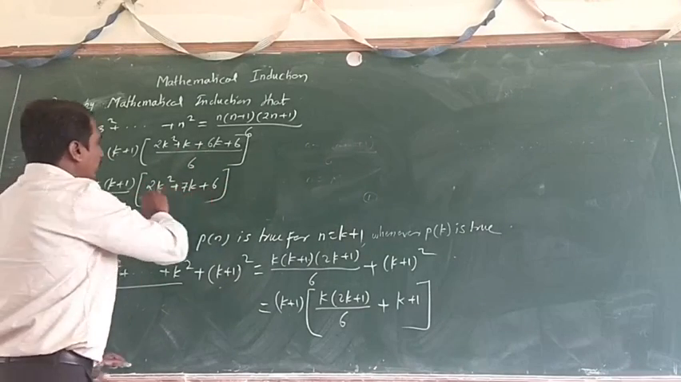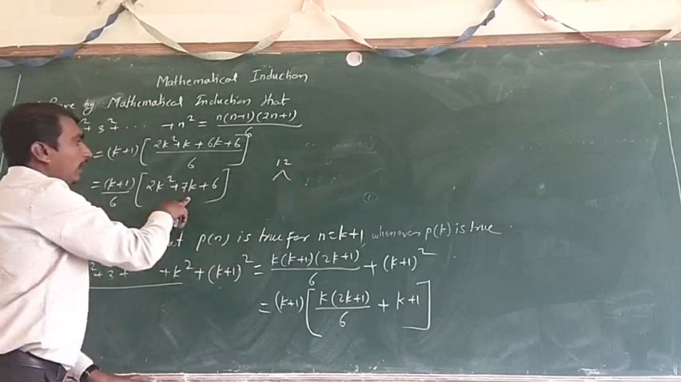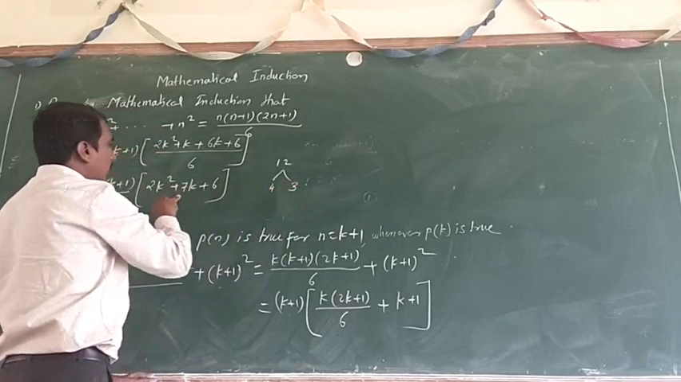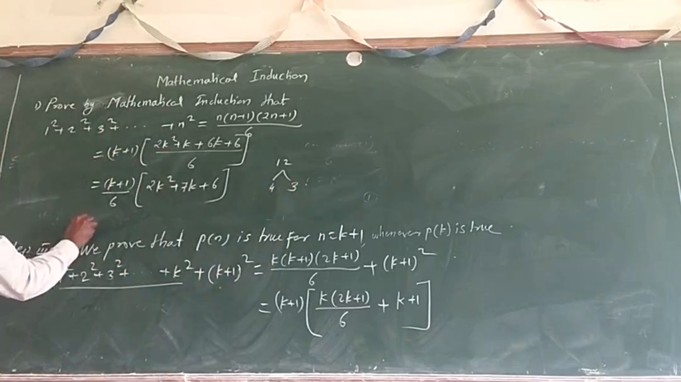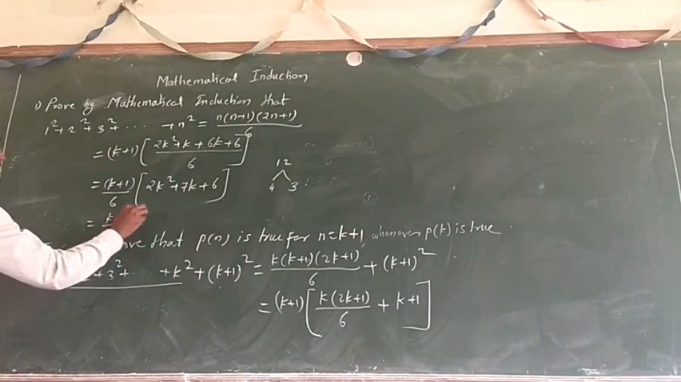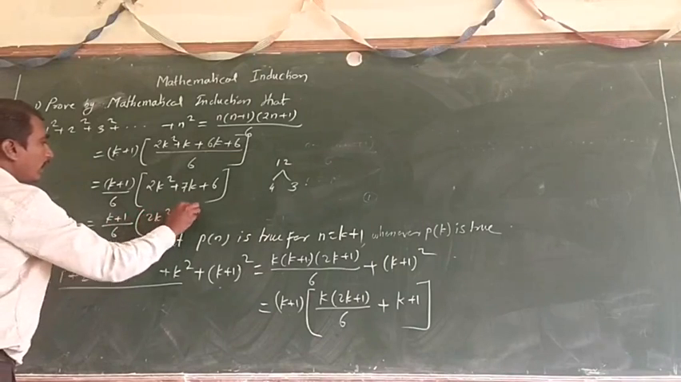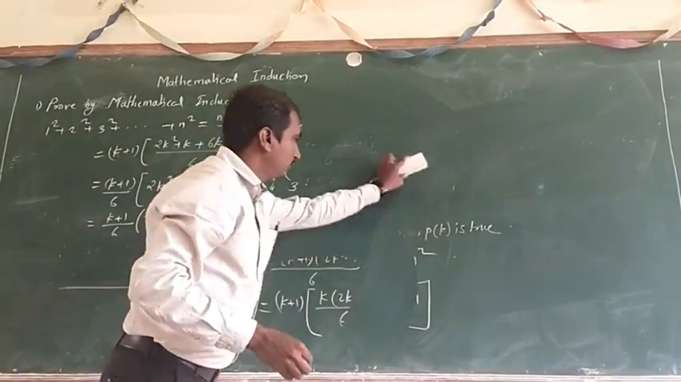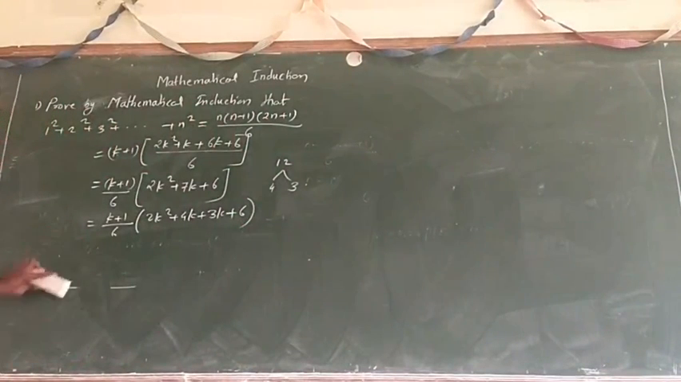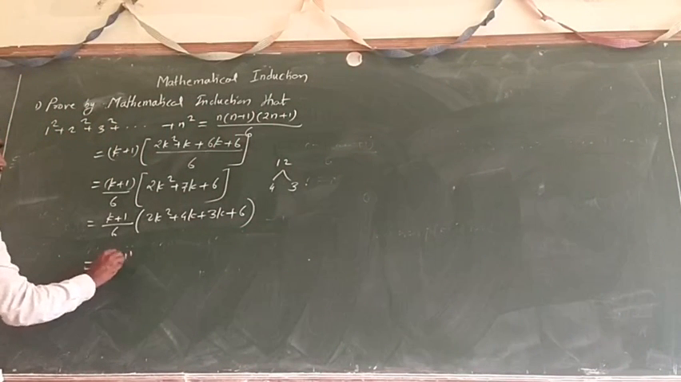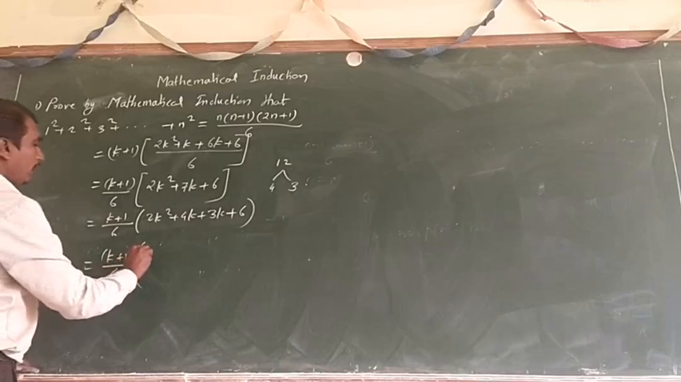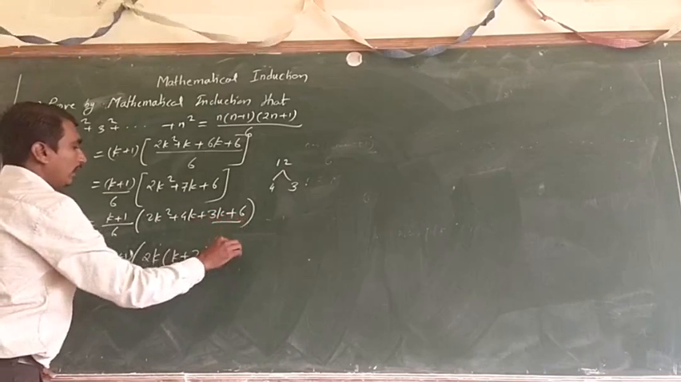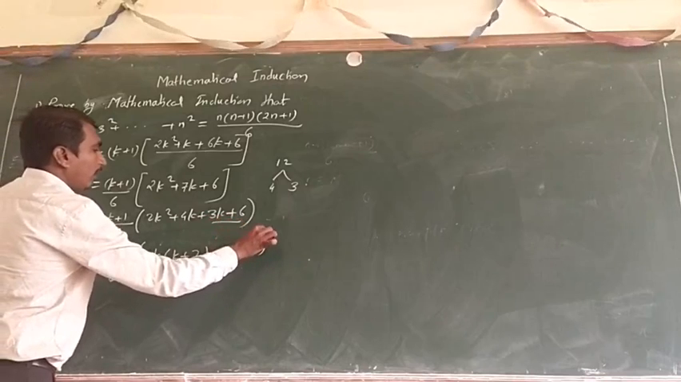The product should be 12, 2 into 6, 12. So the addition should be 7. So what are the factors? That is 4 threes are 12 and 4 plus 3 is equal to 7. So we factorize: k plus 1 by 6 into bracket 2k square plus 4k plus 3k plus 6. So here this is equal to k plus 1 by 6 into bracket, the first two terms taking 2k outside, remaining is k plus 2, and these two terms take 3 outside, that is left with k plus 2.